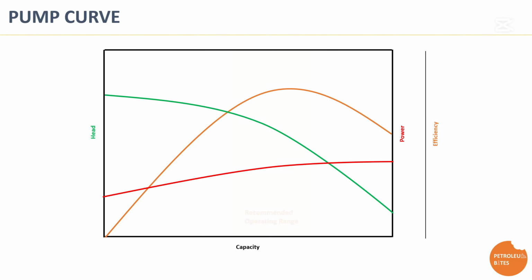Every ESP pump has a recommended operating range to achieve the maximum efficiency and stable operation. The best efficiency point represents the optimal balance of flow rate, pressure, and energy consumption, ensuring minimal mechanical stress and prolonged equipment life.